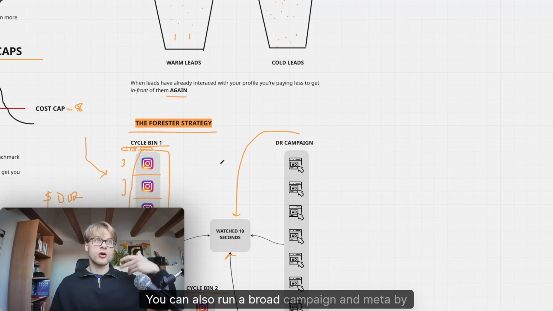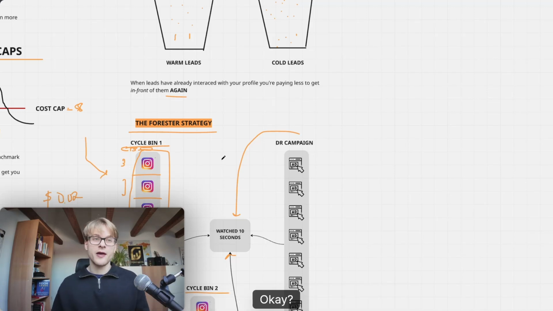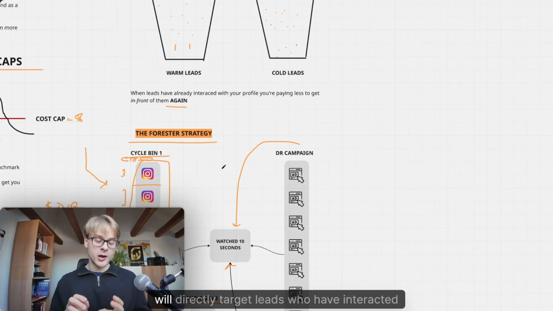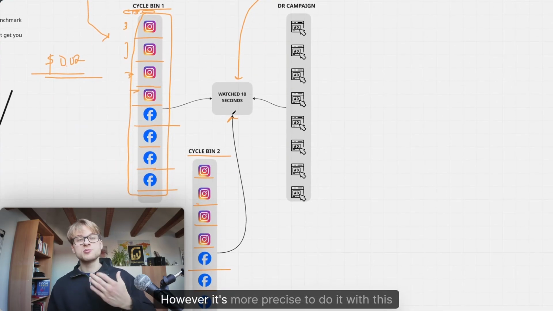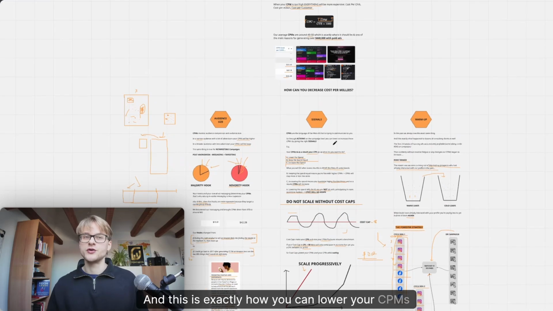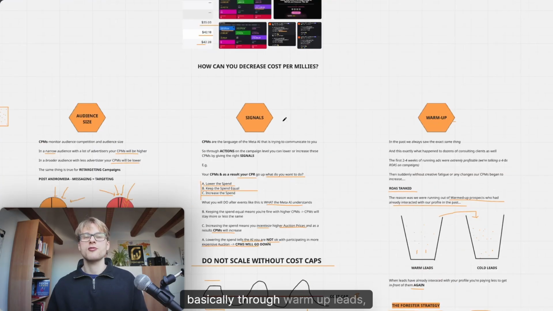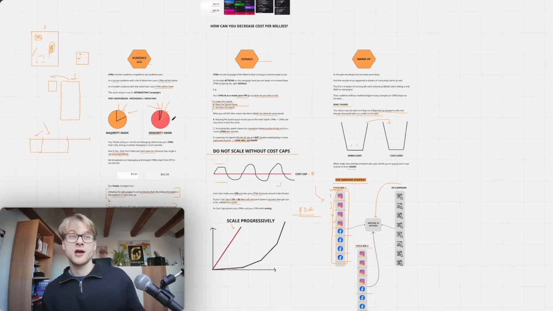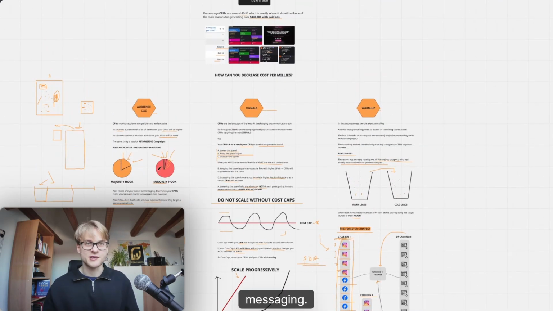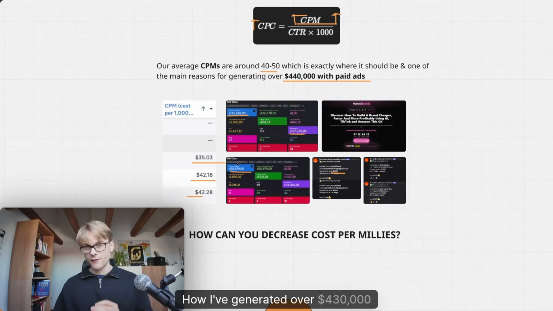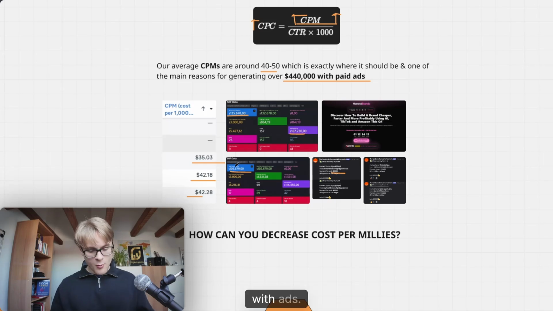You can also run a broad campaign, and Meta, because it's designed this way, will directly target leads who interacted with you and who came from the funnel. However, it's more precise to do it with this retargeting. And this is exactly how you can lower your CPMs through warmer leads, through signals, through audience sizes, through basically choosing the right hook and the right messaging. Okay, and this is exactly how we get our CPMs to around $40 to $50 right now, and how I've generated over $430,000 with ads.